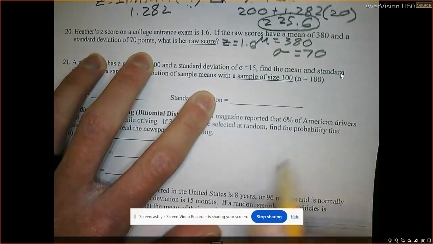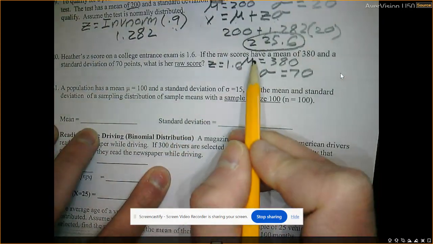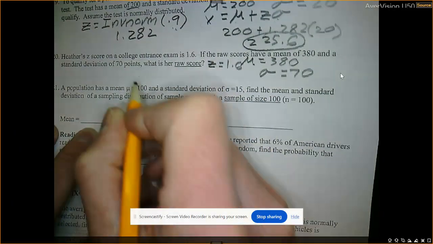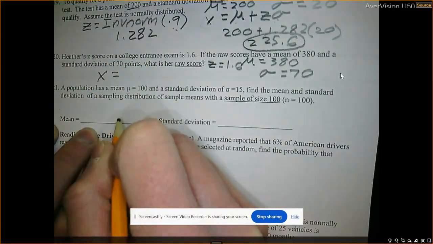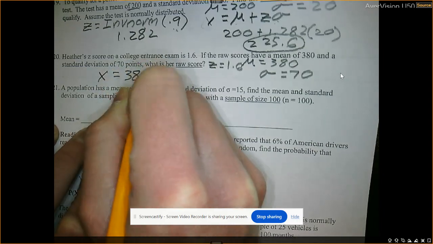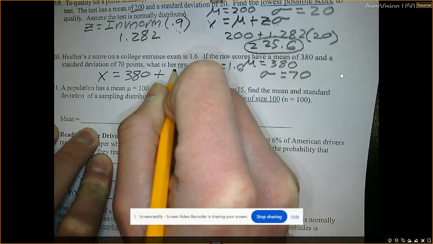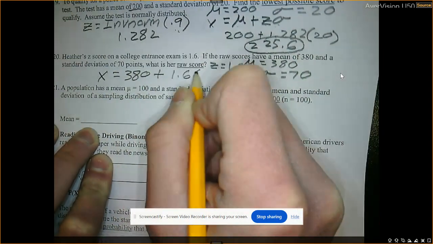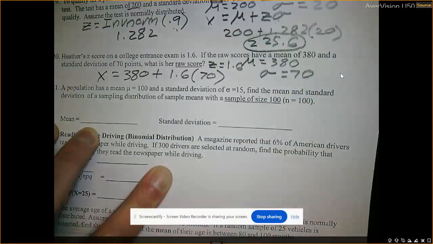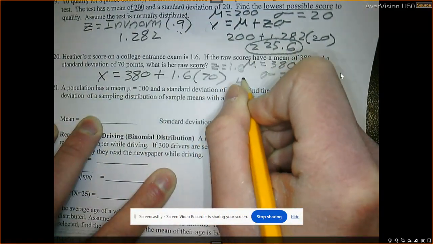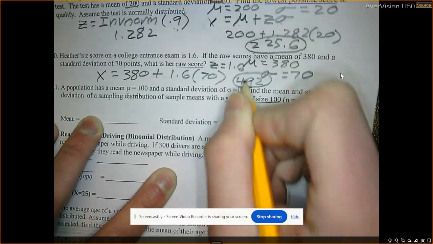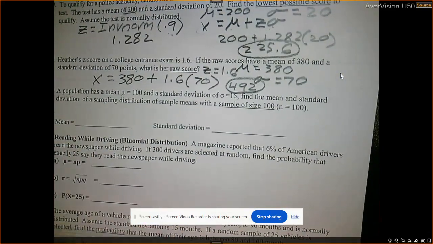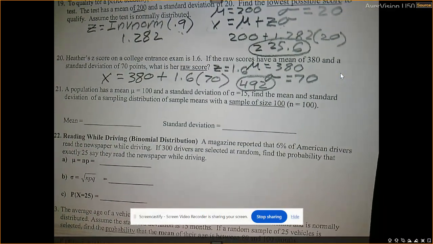Well, when you're finding a raw score, it's mu plus z sigma. We got all three of those things. So it's as simple as going, what did I just say? Mu, that's 380, plus z, which is 1.6, times your sigma, which is 70. When you put that in, you should get 492. That's all you're doing there. Not too bad there. Okay.